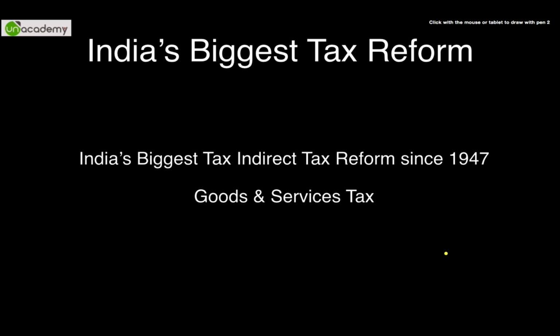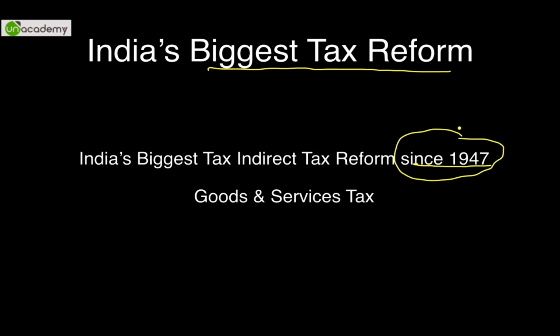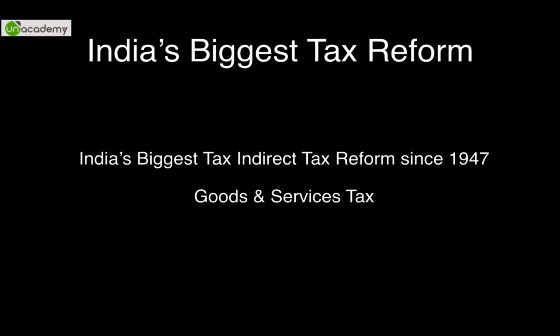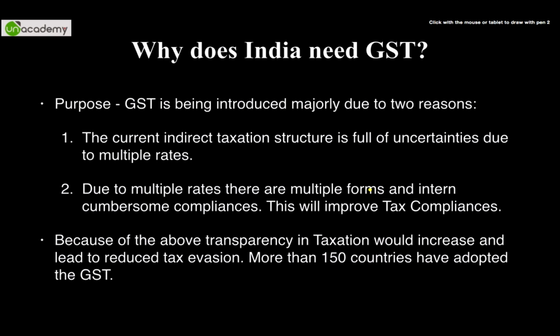Coming to the first topic under the contemporary issue is India's biggest tax reform since independence. Since 1947, this is probably the biggest tax reform in the taxation regime of this country, known as Goods and Services Tax, GST. Giving you a little insight about the Indian taxation regime, Indian taxation is divided into two parts, direct and indirect. So GST will form a part of the indirect taxation structure. Are you able to understand the indirect taxation structure?